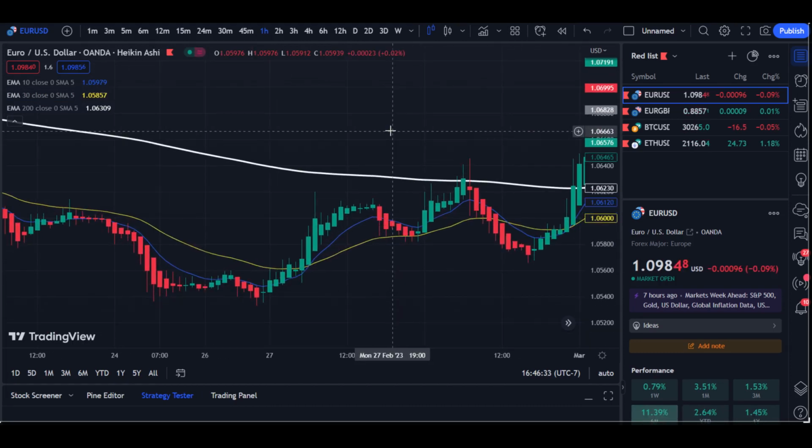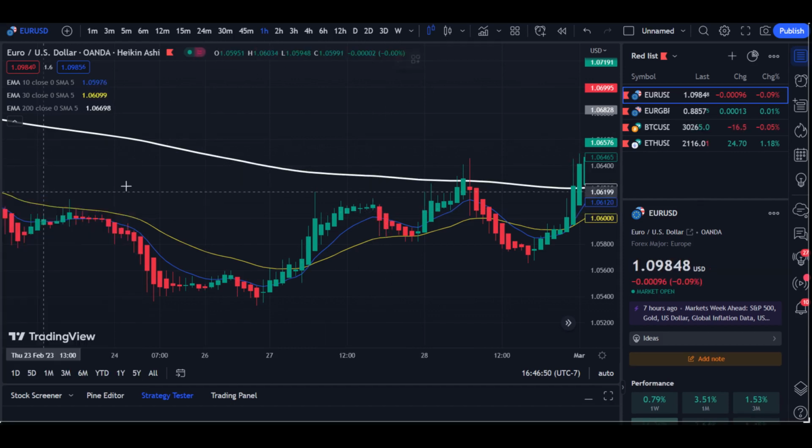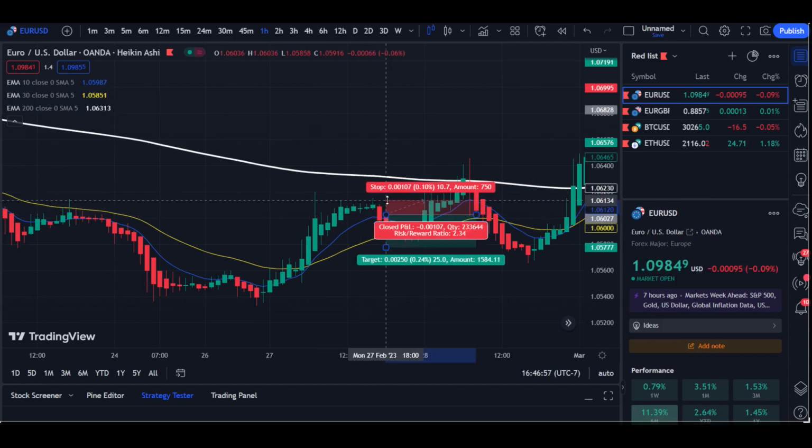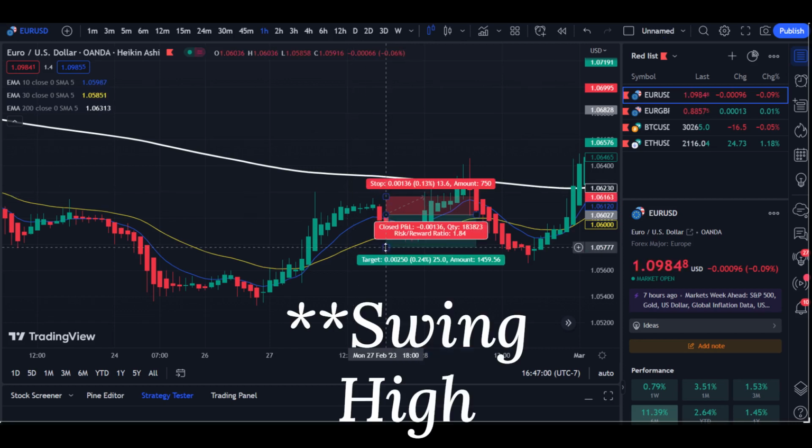Now for a short, I would say that the strategy isn't anywhere near as good for a short, but if you would prefer to short with this strategy, it is still profitable. You would wait for the price action to be below the white line, the 200 EMA, and wait for the first red candle to close. After the red candle closes, and you can see here it is a bearish candle, we'd open a short, and then we'd put the stop loss at the most recent swing high.